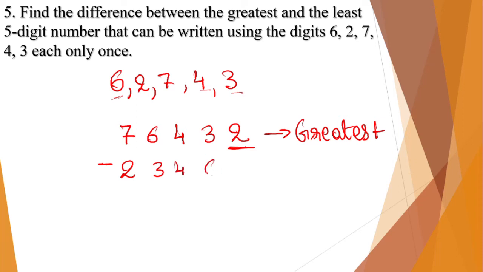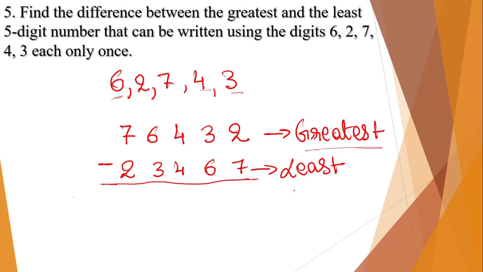And then 6. And the last, greatest number is 7. Right. So why are we writing the greatest number in the last? Because here we should arrange in ascending order. So we will go from the smallest number to the largest number. So we got our least number also. Now this is the greatest number and this is the least number.